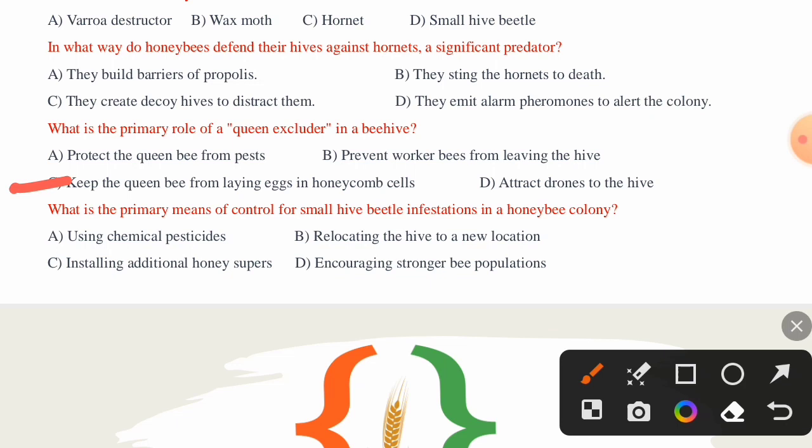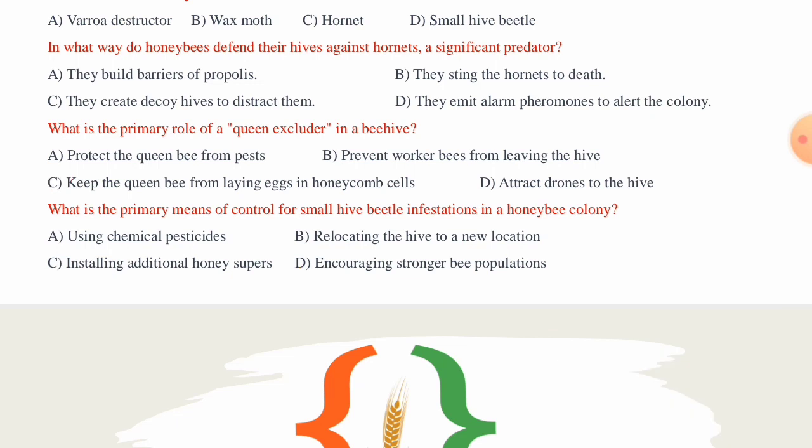So next question: what is the primary means of control for small hive beetle infestation in a honeybee colony? Using chemical pesticides, relocating the hive to a new location, installing additional honey supers, and encouraging strong bee populations. So the answer is encouraging strong bee populations. As you know, if the population is strong, then the probability of infestation by small hive beetles will become less.